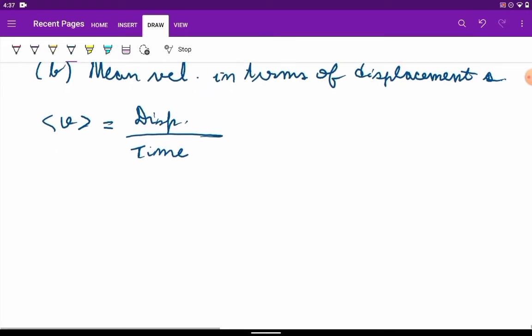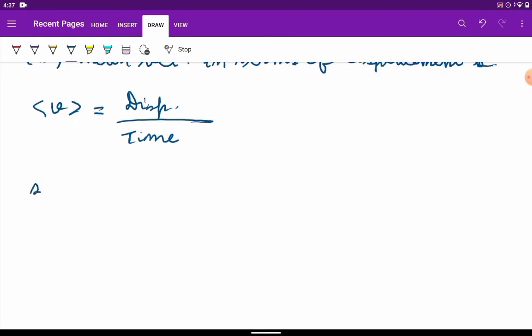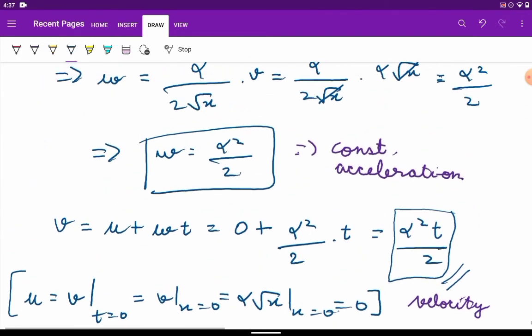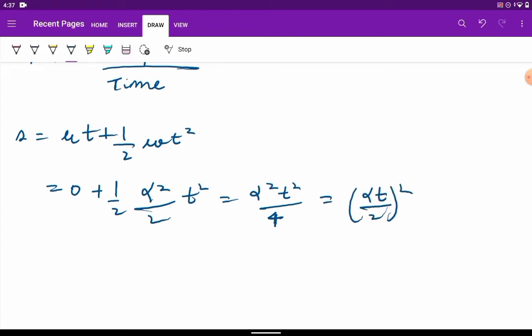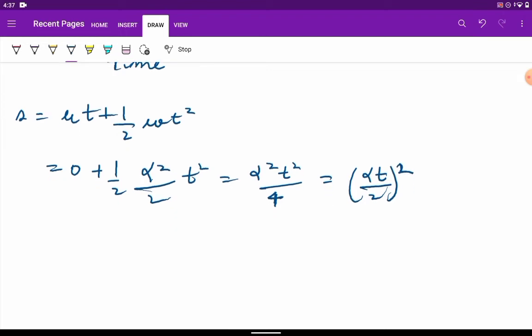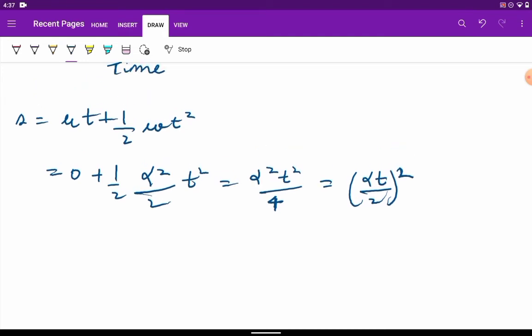Now, what is the displacement? First, displacement is represented by S. Now, we know that in case of constant acceleration, S is equal to u t plus half w t square. You already know that u is 0 and half w is alpha square by 4. So this becomes alpha square t square by 4, which is basically alpha t by 2 whole square. And of course we know that at t equal to 0 the particle is at x equal to 0.